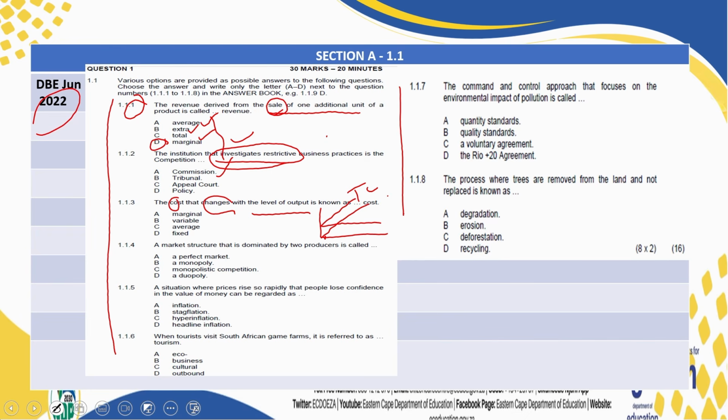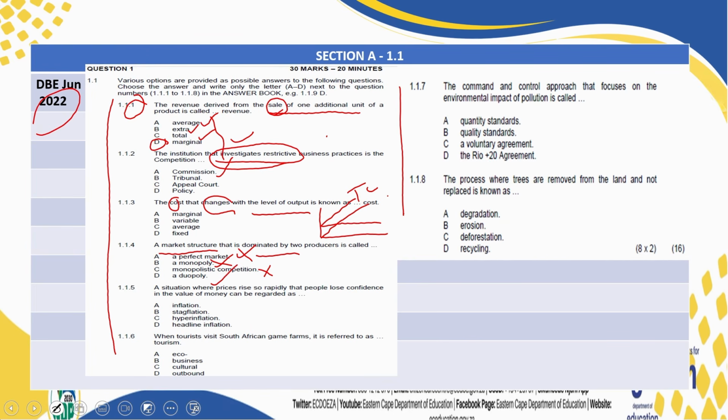We are revising. Now, let's go to 1.1.4, a market structure that is dominated by 2 producers. What is it? It's a market structure. Number 2, dominated by 2 producers. Let's try and answer without looking. We know this one. It's a duopoly. But now, it's talking about perfect market, monopoly, which are all wrong in this case. What we want is your duopoly.